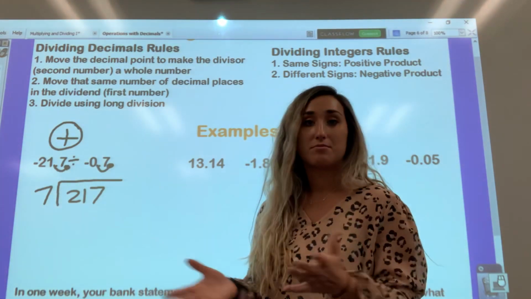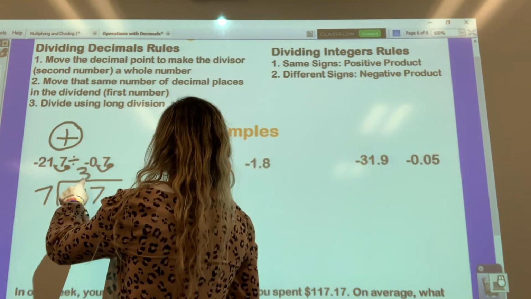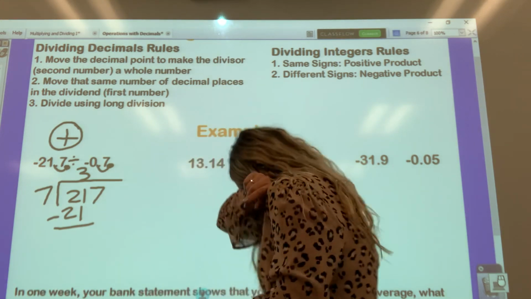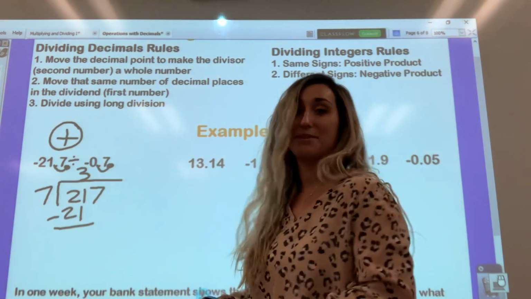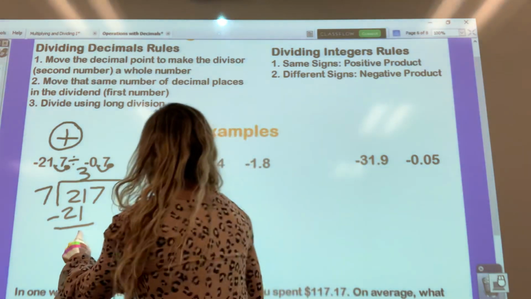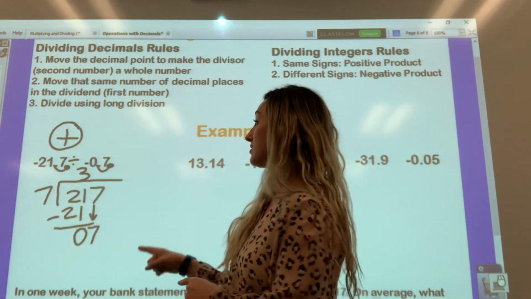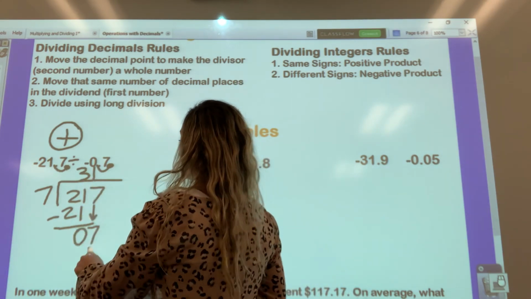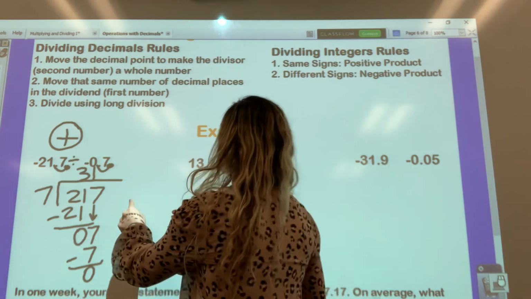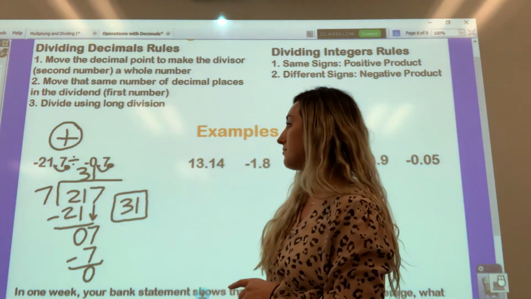And now, long divide. 7 goes into 21 3 times. 3 times 7 is 21. 21 minus 21 is 0. Bring down the 7. 7 goes into 7 one time, and that is exact. So our answer here is just 31. Okay.